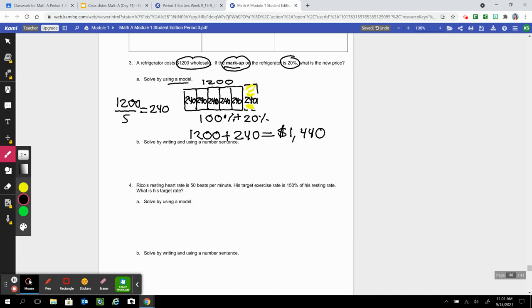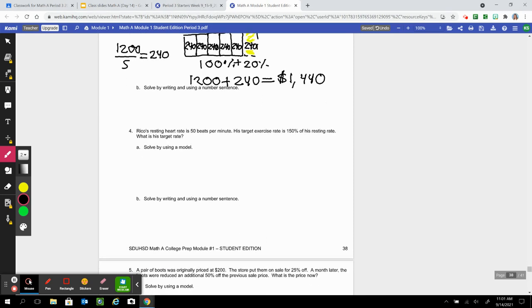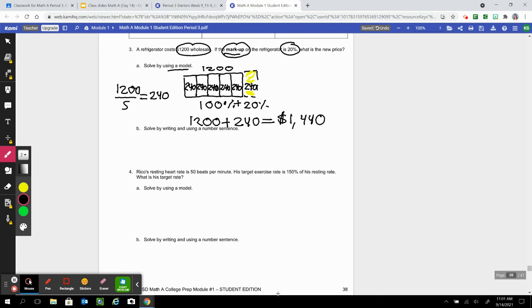Okay, for part B, it says solve by writing and using a number sentence. So we were doing this percent proportion before. So because it's an increase, my percent would not be 20% anymore. My percent would be 120% over 100 because it's a markup, is equal to, now the part of this problem we don't know, but we know that the whole is 1200. So the whole refrigerator cost us $1,200.